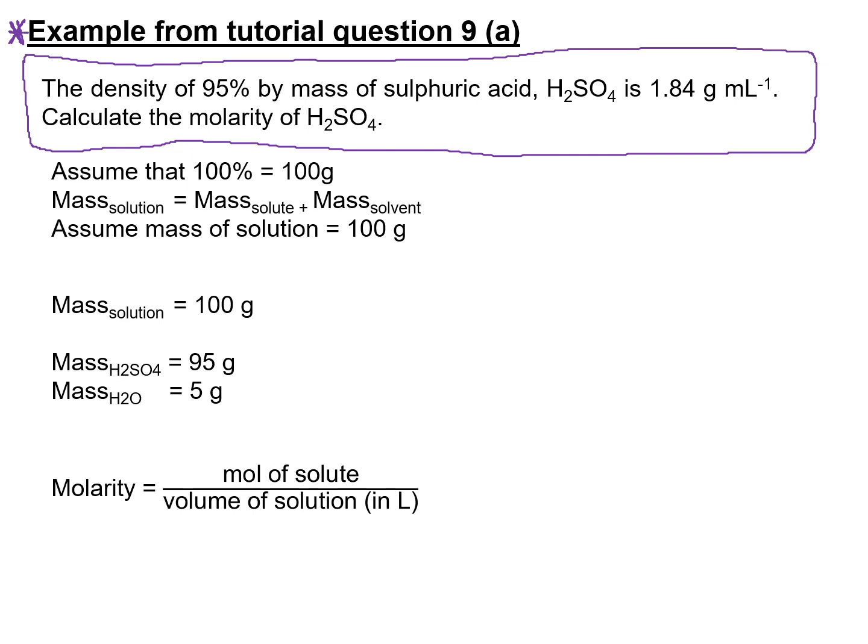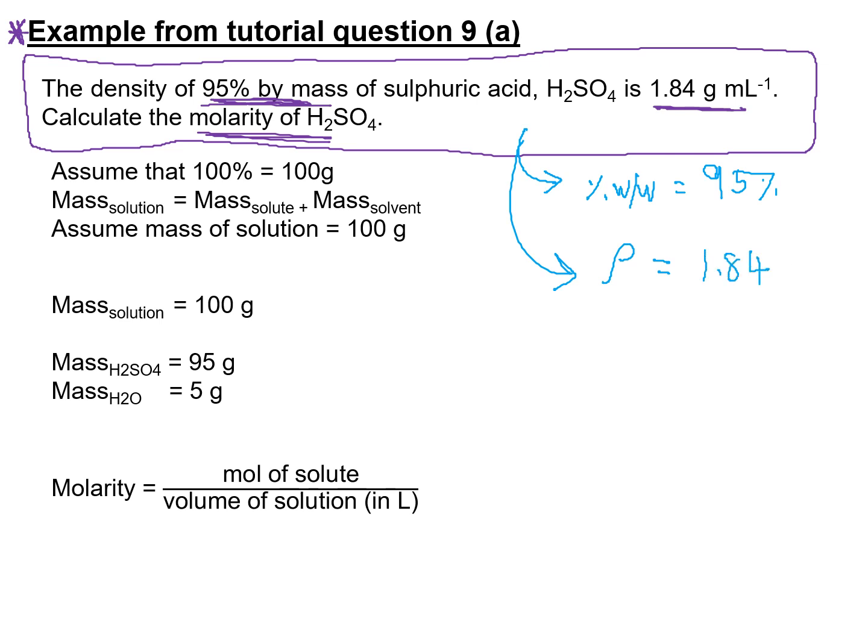Dia bagi percentage by mass ke, percentage by volume. Lepas tu dia bagi density, dia suruh kamu teka molarity. Okay, so if you extract the info from this question, you should know that the percentage by mass of H2SO4 solution adalah 95%. Okay, lepas tu dia bagi information pasal density of H2SO4 ni pula adalah 1.84 gram per milliliter. And last one, dia suruh kamu cari molarity.